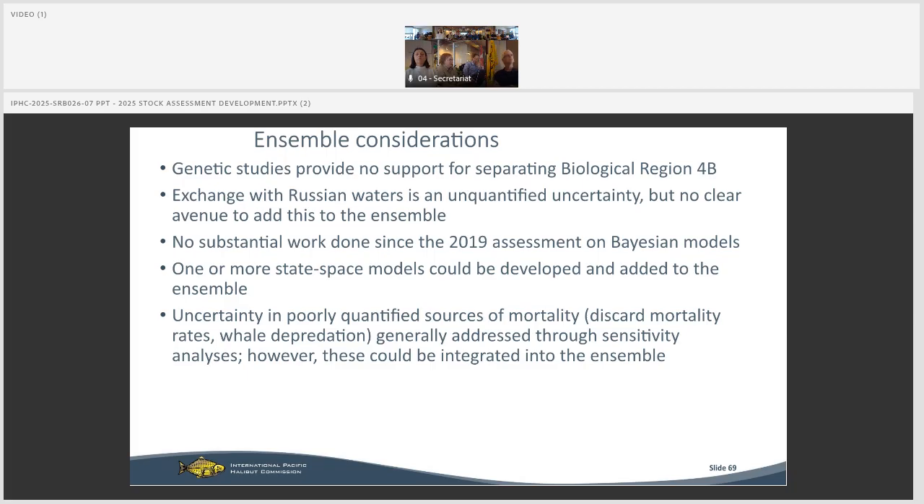As I mentioned early in the presentation, we do have some concern over linkage to Russian waters, the effect of Russian catch on our part of the stock and vice versa, but I don't have a clear suggestion of how to address that. We did not this year and have not for a couple of years done a lot of work on extending these to Bayesian models. I do think that state-space models is probably a more fruitful thing to focus on than Bayesian models at the moment, even though I do have a soft spot for Bayesian models in my heart.